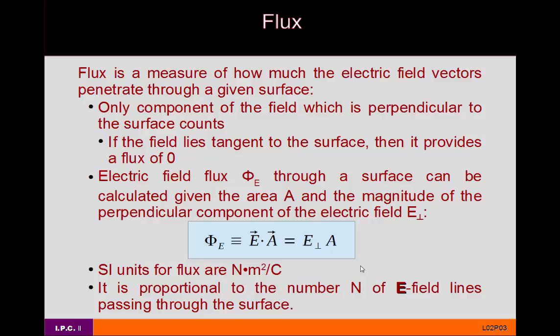if you get the same number of field lines passing through each, then it means that the magnitude of the flux is equal for those two surfaces. If you have one that has twice as many field lines passing through it as the other, then the flux should be twice as great through the surface with twice as many field lines.